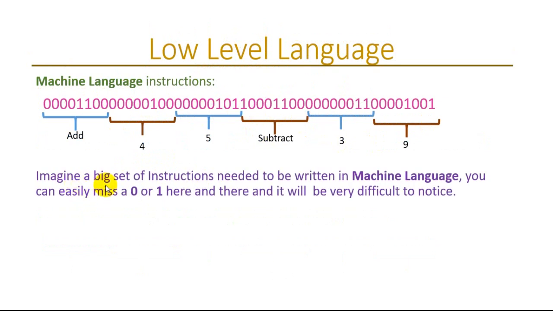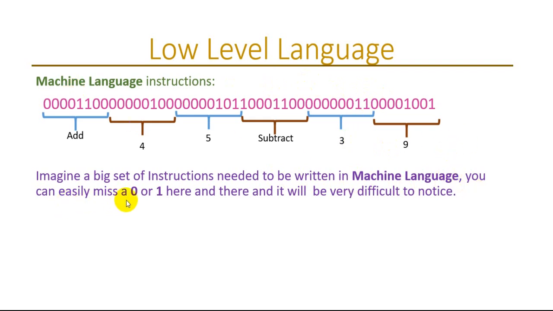Imagine a big set of instructions. Here we are just talking about add 4 and 5, subtract 3 and 9. But generally when you are giving instructions, you give quite a lot of instructions to the processor. And just see, with two instructions, just an add and a subtract, what you have is 0, 0, 0, 1, 1, 0, 0, 0, 0, just zeros and ones and a huge string of zeros and ones. Imagine a big set needing to be written in machine language. This is machine language.